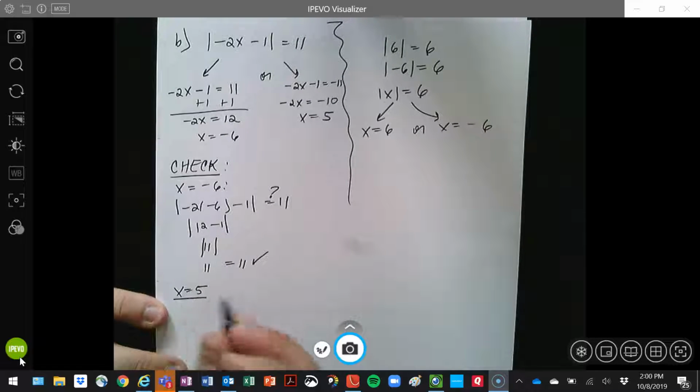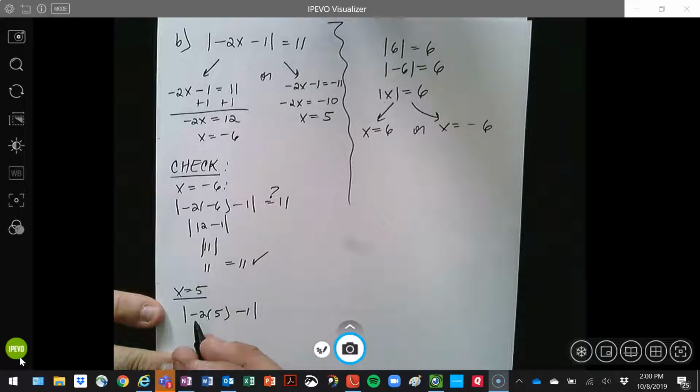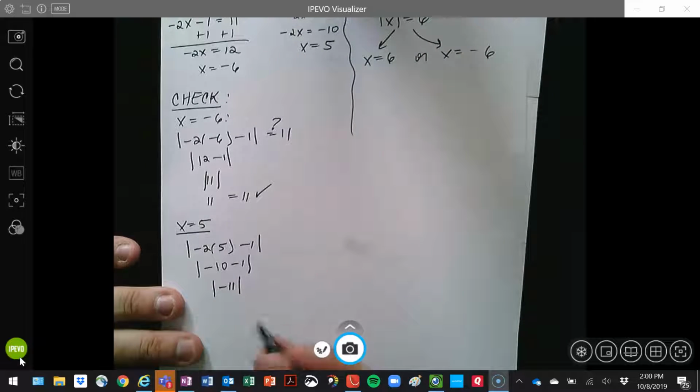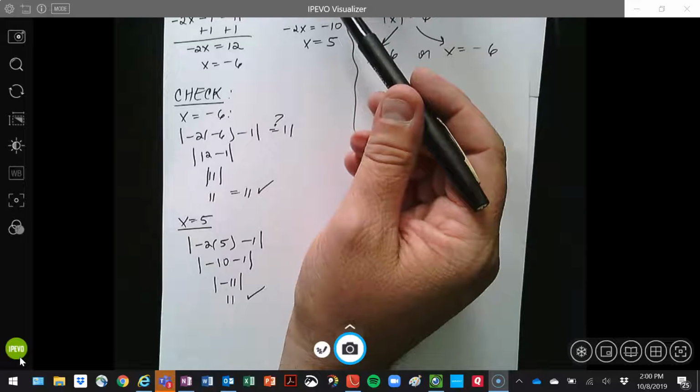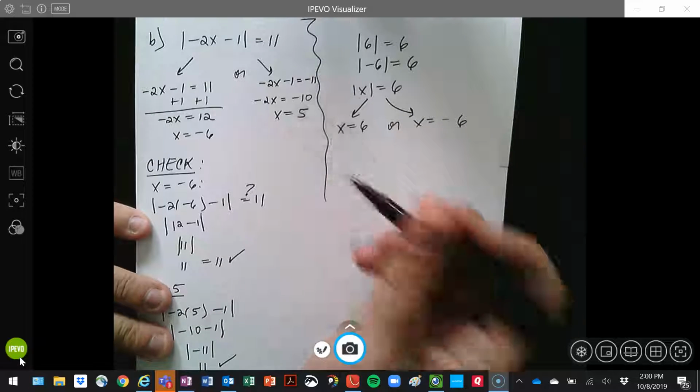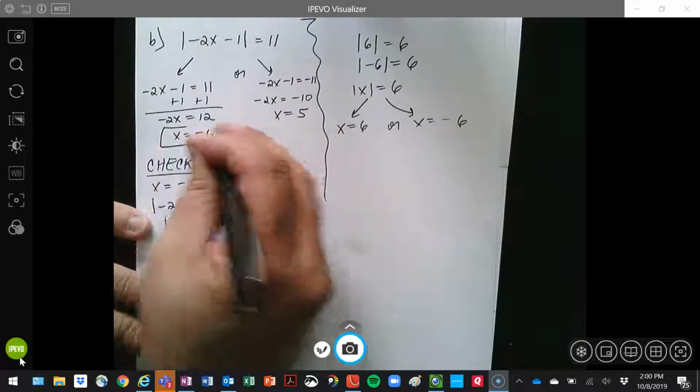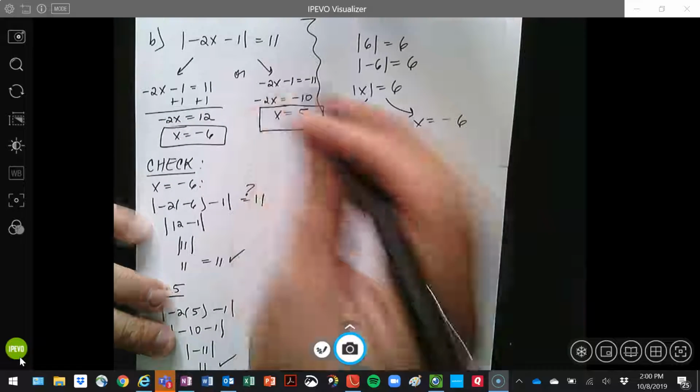If x equals 5, we get the absolute value of negative 2 times 5 minus 1. Well, negative 2 times 5 is negative 10. Negative 10 minus 1 is negative 11. And finally, when I take the absolute value of negative 11, I get 11. That is what I wanted. That is the expression on the right. So your final answer is x equals negative 6 and x equals 5.